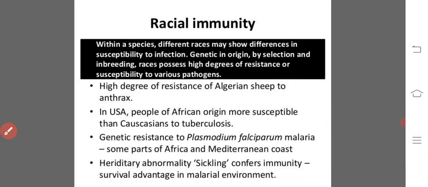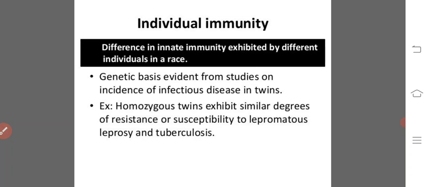And coming to the individual immunity, this is the difference in innate immunity exhibited by different individuals in a race. The genetic basis of individual immunity is evident from studies on the incidence of infectious disease in twins. It is well documented that homozygous twins exhibit similar degrees of resistance or susceptibility to lepromatous leprosy and tuberculosis. Such correlation is not seen in heterozygous twins.